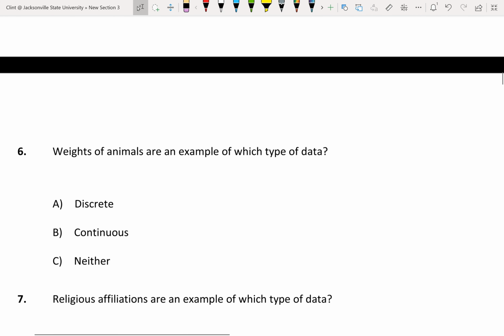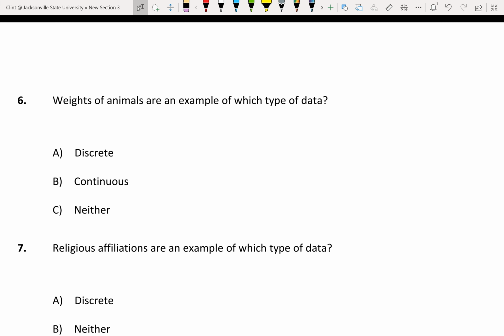Number 6 says weights of animals are an example of which type of data. So we're just having to do some thinking on our own instead of doing all the steps here. We're looking at the weights of some animals, so we would measure that. If we have a measurement, it's quantitative, and measurements are continuous. So that one would be continuous.